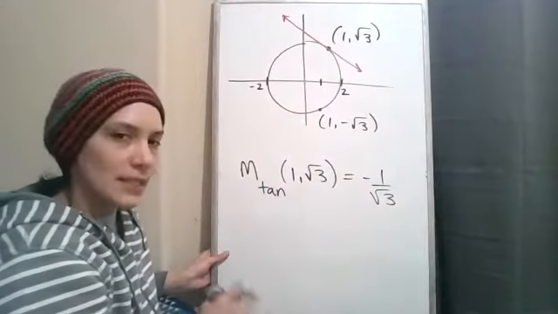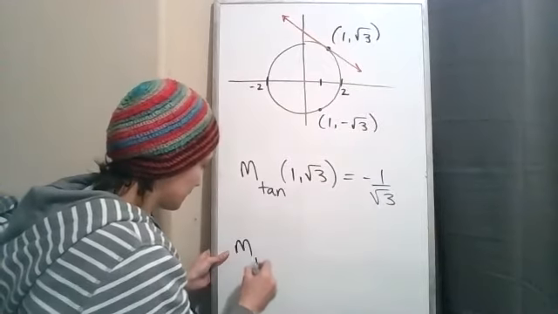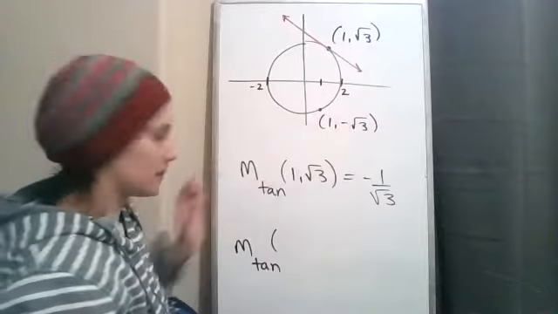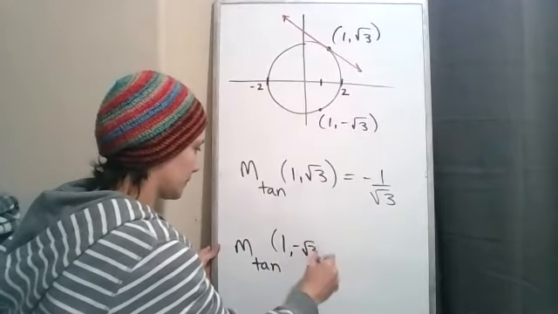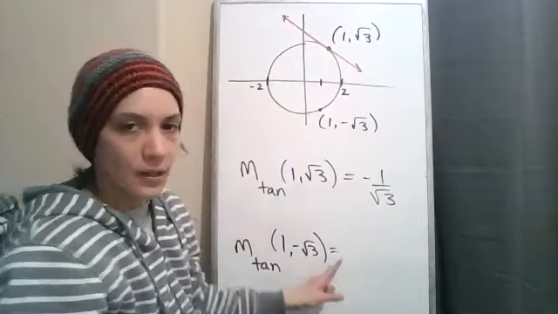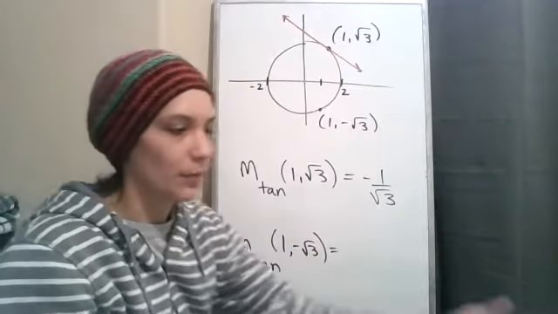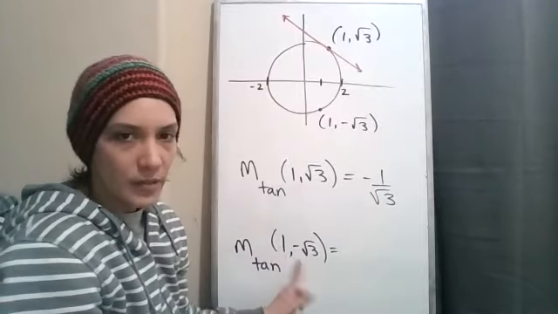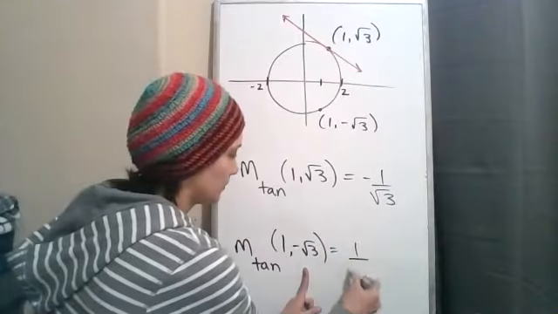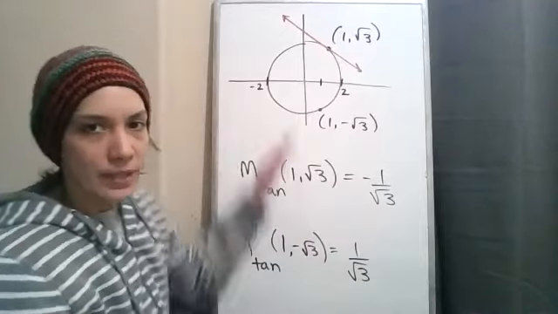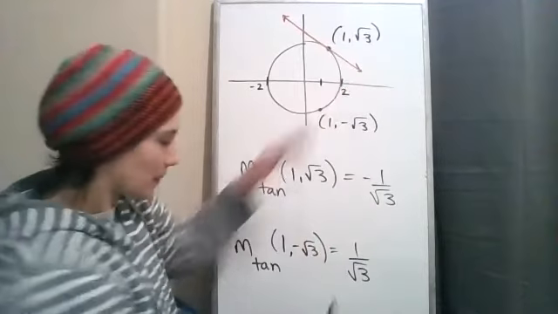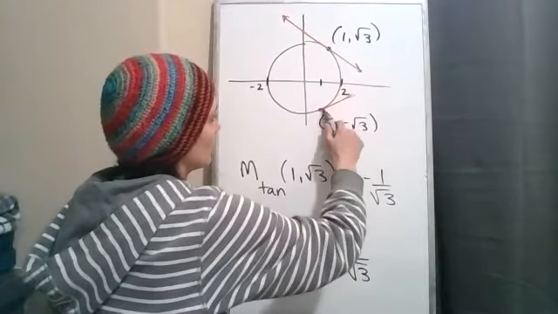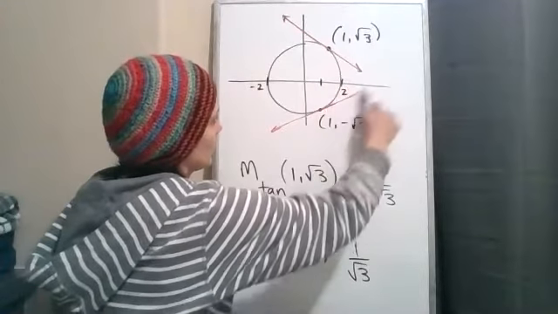Last little bit here is the slope of the tangent line at (1, negative root 3). From the work we had before, y prime is negative x over y. So negative 1 over negative root 3. It's positive 1 over root 3. So you have a positive slope for that tangent line. That's good enough.